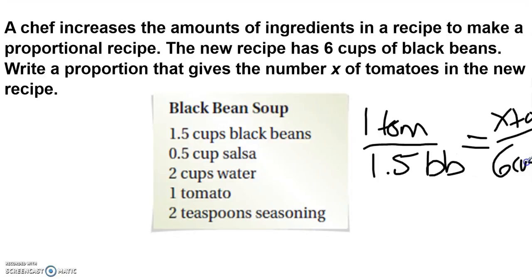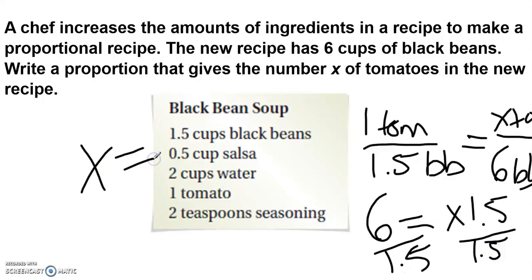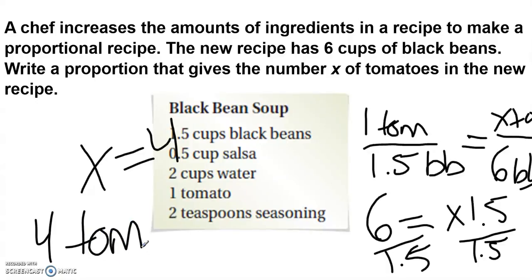Oops. I shouldn't say cups, I should say BB. We know there's 6, oh my gosh, that was a huge eraser. There's 6 BBs over here. So I'm going to cross multiply, and so I have 6 equals X times 1.5, and then I'm going to divide by 1.5, divide by 1.5. So X equals 4. Okay, so we're going to have 4 tomatoes in our new recipe that uses 6 cups of black beans.